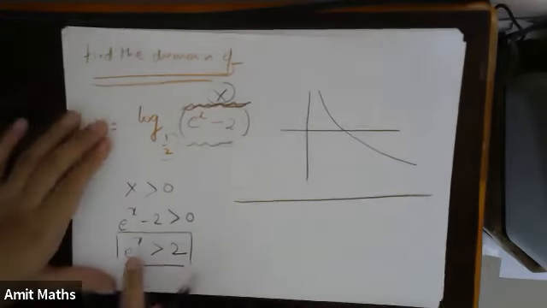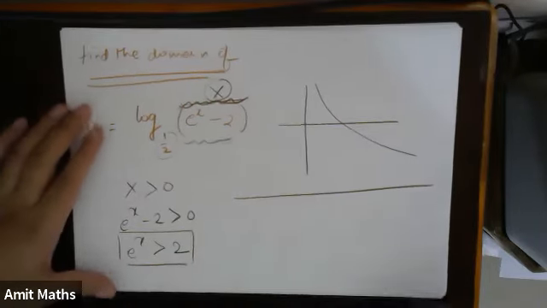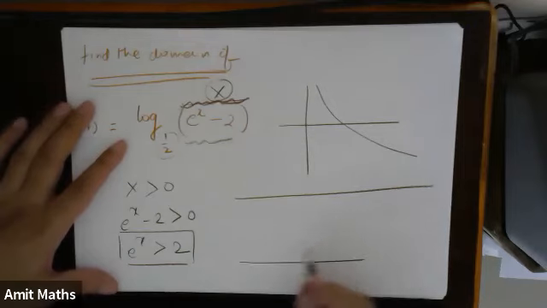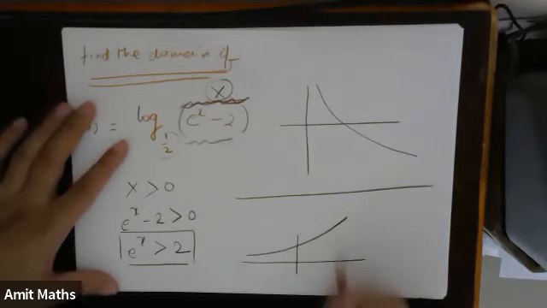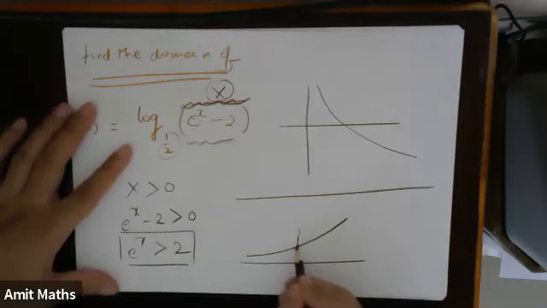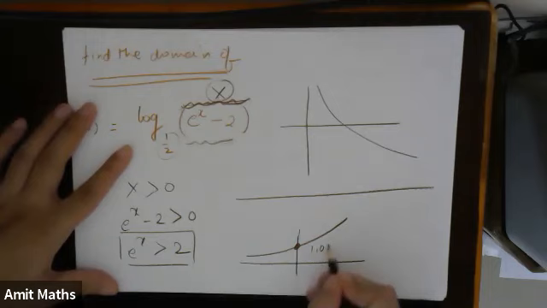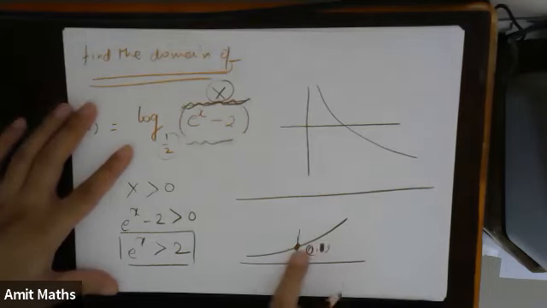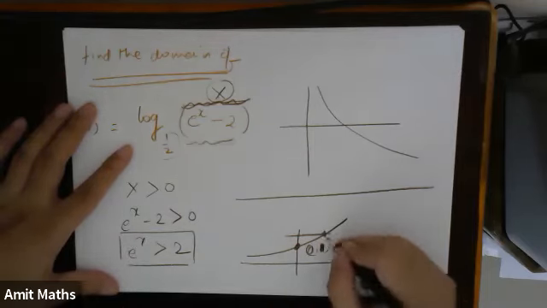The exponential graph of e to the power x looks something like this. Now e to the power x should be greater than 2. e is 2 point something. This point is 0 comma 1, when x is 0 the value is 1. So when y, this whole thing, is 2 and greater.